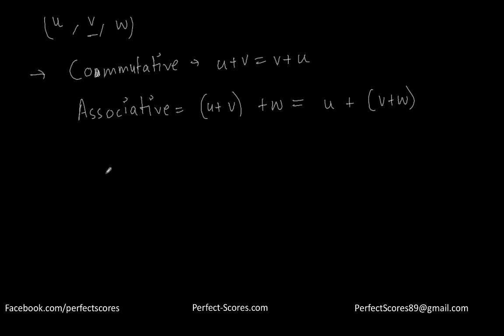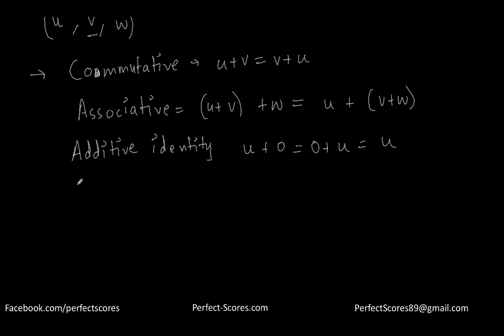Fine. And then all the vectors have an additive identity as well. That means that there exists a zero vector such that if you add 0 to a vector, or you add 0 like this to a vector, you'll actually get the same vector itself.